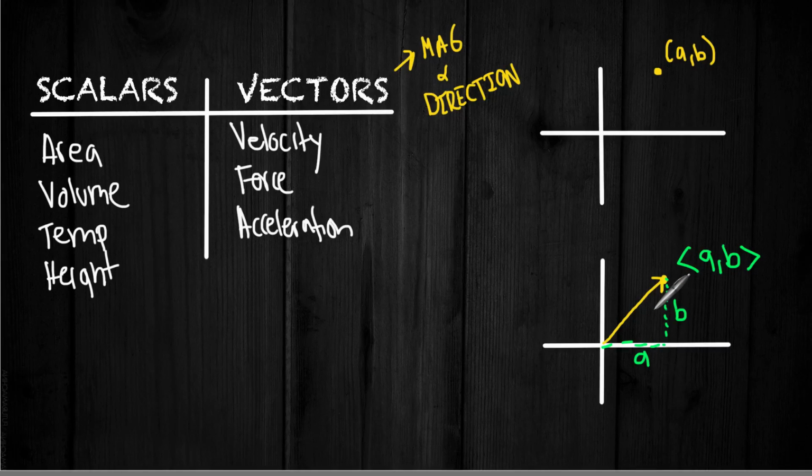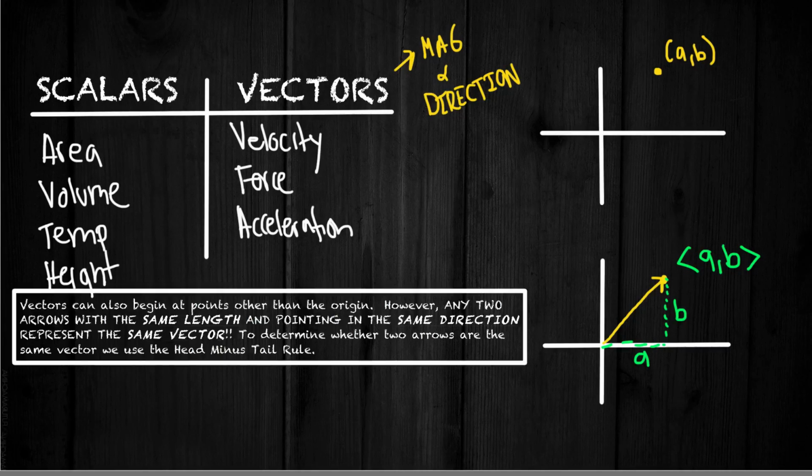Now, something important for us to understand, and that is that vectors can also begin at points other than the origin. And here's the important part. However, any two arrows with the same length and pointing in the same direction represent the same vector. So you could have a vector that looks like that. You could have another vector over here that looks like that. You could have another vector here that looks like that. Another vector here looks like that.